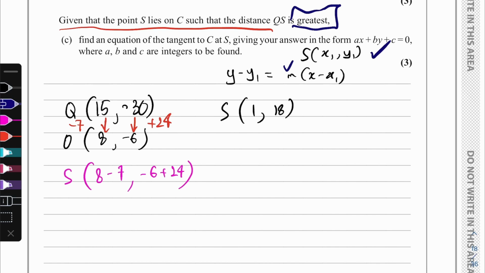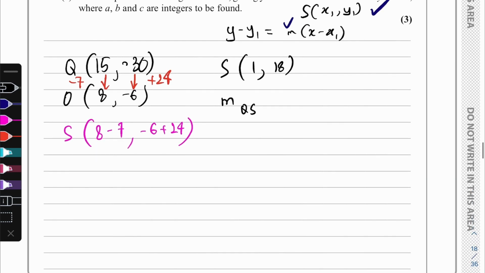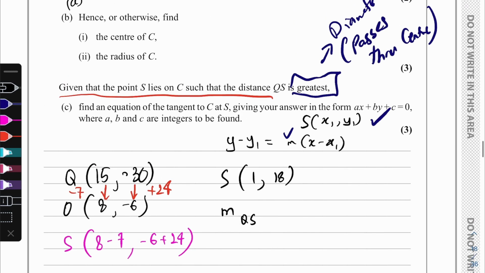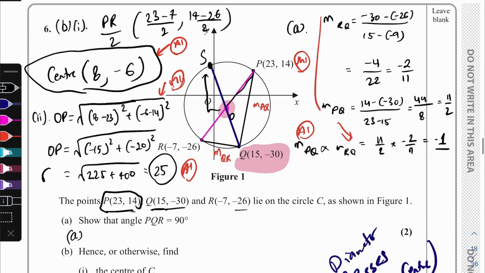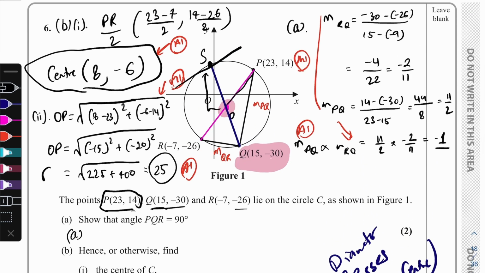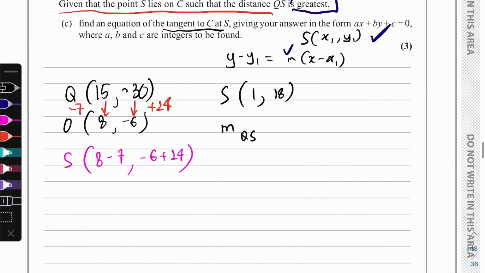Now we need m. How can we find m? We need to find the gradient of QS. What should we do? Because they want the equation of the tangent of C at S, they want the gradient of the tangent, and we can only find it if we find m of QS, and then we take the negative reciprocal of it. So let's first find m of QS.